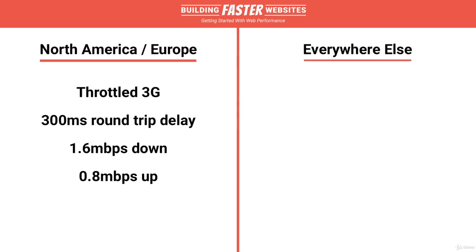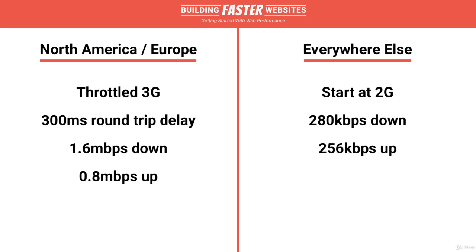Whilst if you're targeting outside of these regions, or worldwide, start lower and test your website performance on 2G, which roughly equates to a 280 kilobyte per second download speed, 256 kilobyte per second upload, and 800 millisecond round-trip delay. You can manually throttle your connection speeds on your desktop and mobile device using software, which we'll cover in depth in a later video.